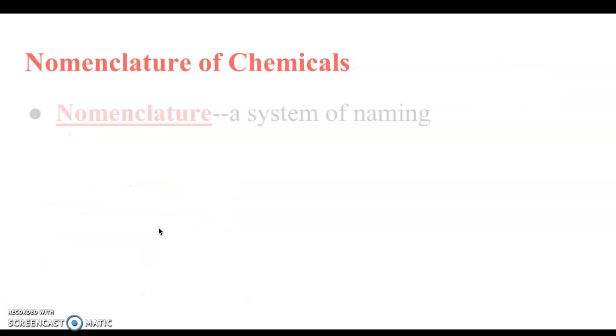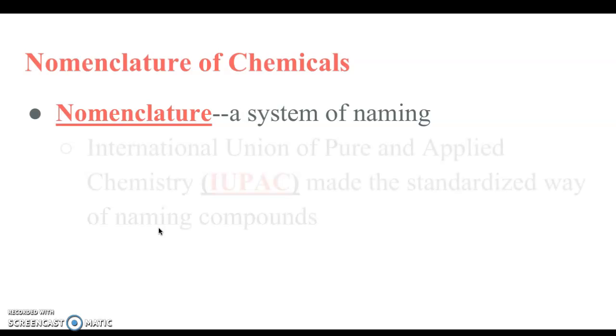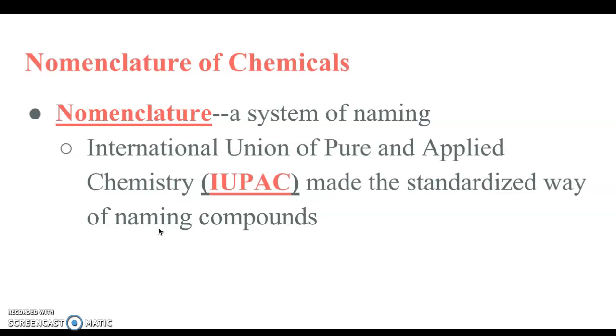Alright, so nomenclature of chemicals. Nomenclature is a fancy way of saying a system for naming compounds. The International Union of Pure and Applied Chemistry, or IUPAC, has made a standardized way of naming compounds. This means that if you go to, I don't know, Thailand, but you're American, when you're talking about chemical compounds, you're still talking about the same name and the same compound. It's a way to help avoid any confusion or accidents when ordering chemicals, using chemicals, and discussing chemicals across borders.